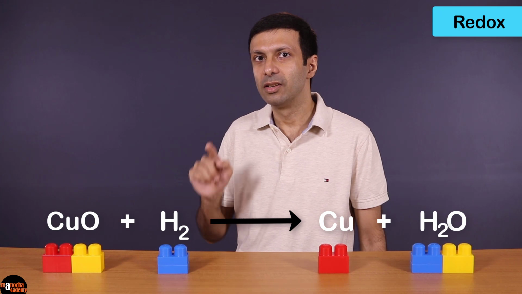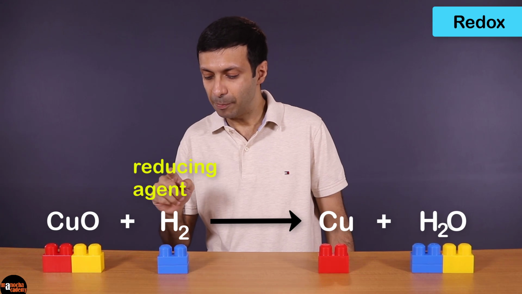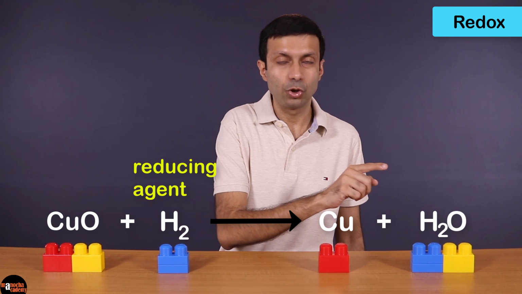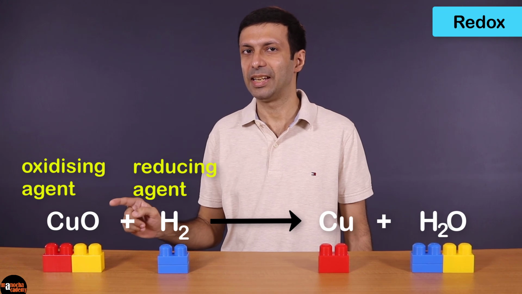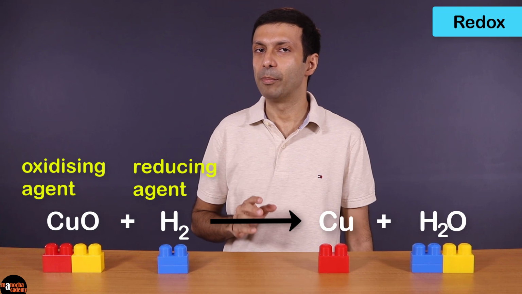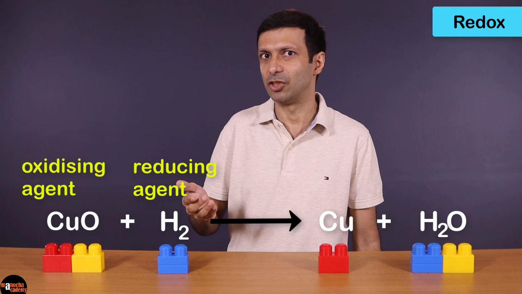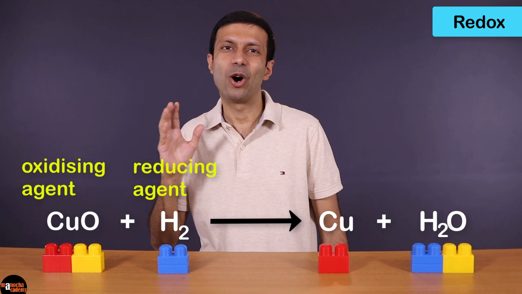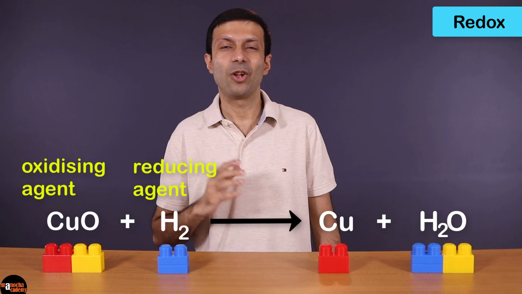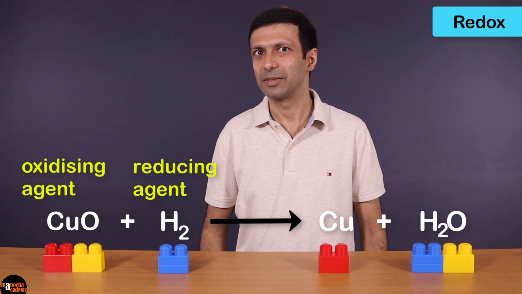So hydrogen is the reducing agent. And copper oxide is helping hydrogen get oxidized to water. So copper oxide is acting as the oxidizing agent. So remember, the substance that gets oxidized is the reducing agent and the substance that gets reduced is the oxidizing agent. Now let's take a look at some more examples of redox reactions.